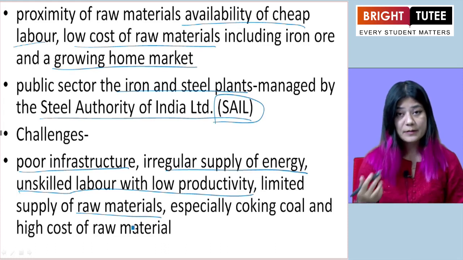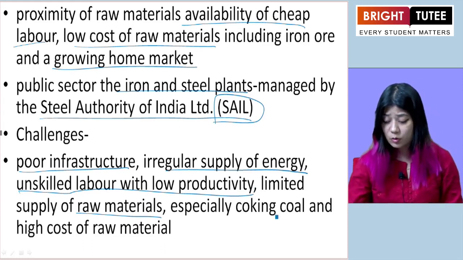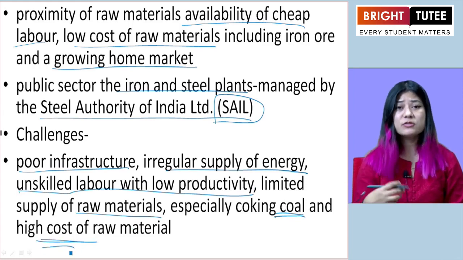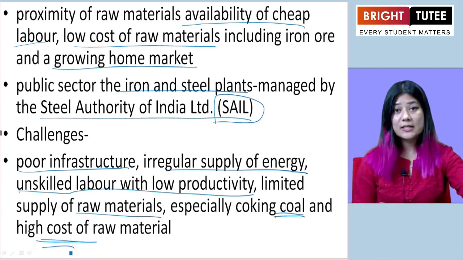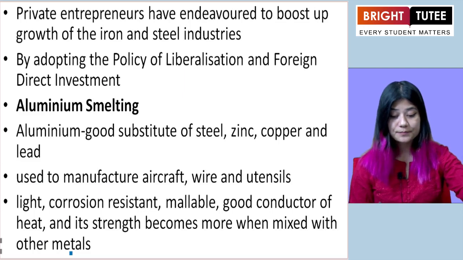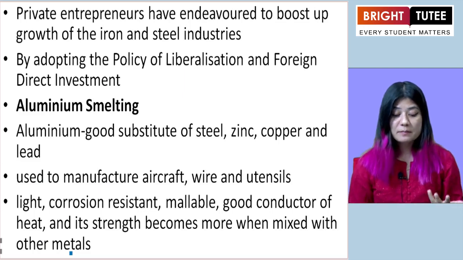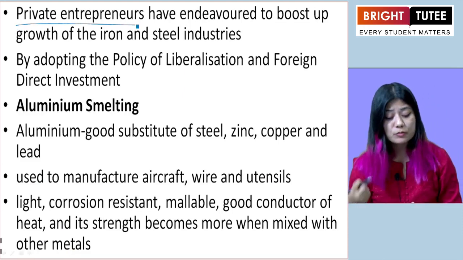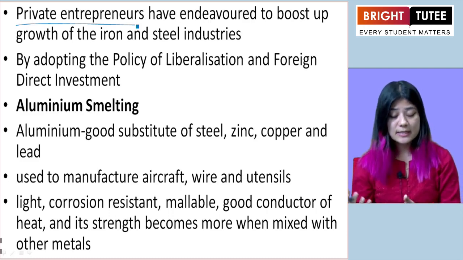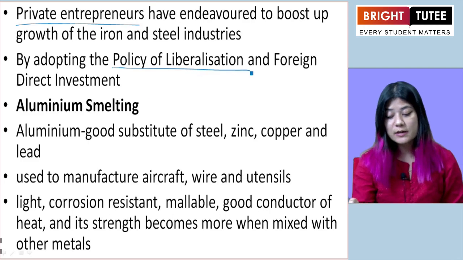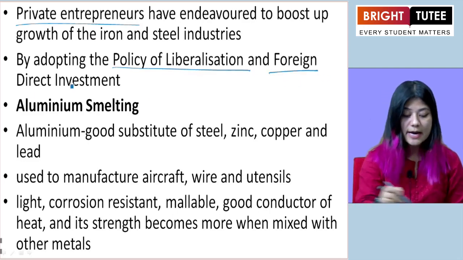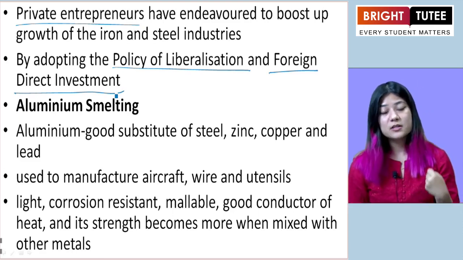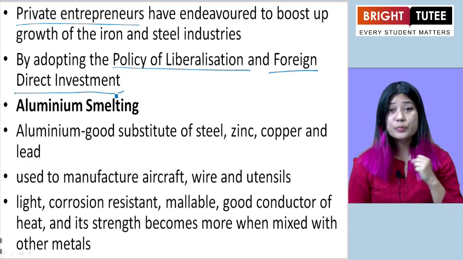The raw materials are of limited supply, especially coal, and they are also very expensive. These are some of the challenges faced by the iron and steel industries. However, efforts have been made by the private owners of the iron and steel industry to boost the growth of the industry. How? By adopting the policy of liberalization and the policy of foreign direct investment. These are the policies by adopting which the private owners of iron and steel industries are trying to boost their production.